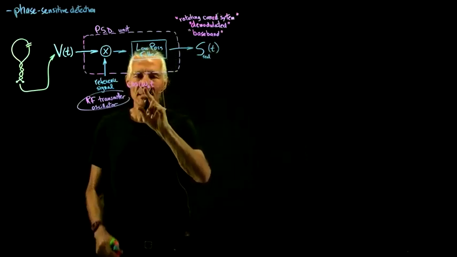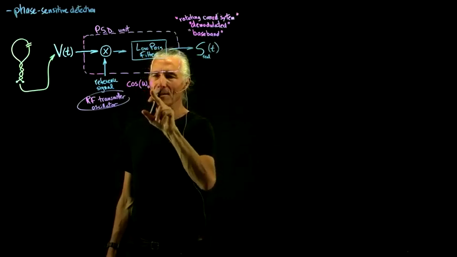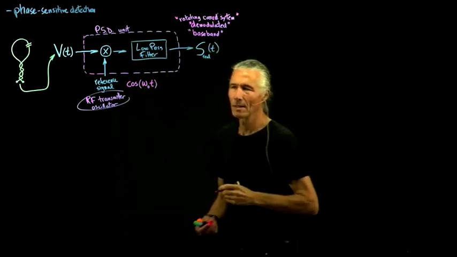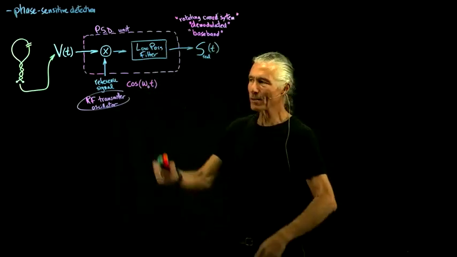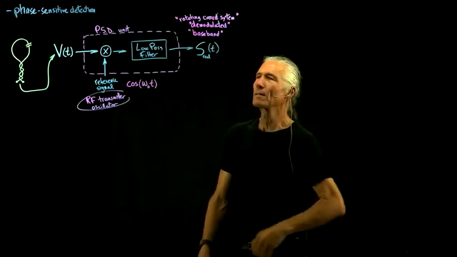And remember, that's a frequency, that's radians per second. This is seconds, so you multiply that and you get radians. You get an angle because you want to take a cosine of an angle. And so that's what we're feeding in. So we're feeding in a cosine as our reference signal.